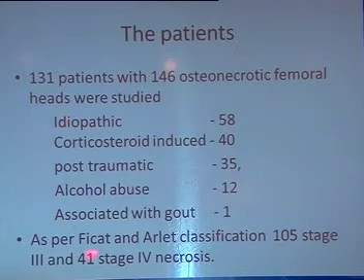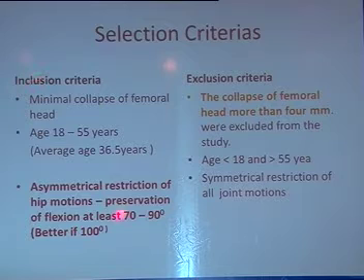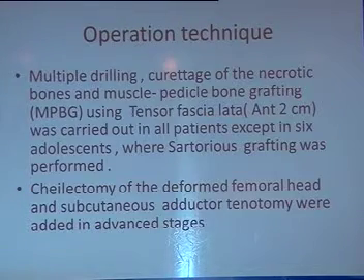So 131 patients, 105 stage 3 and 41 stage 4 necrosis, were selected. The most important inclusion criterion is the asymmetrical restriction of hip motion, preferably flexion. If it persists at 70 to 90 degrees, these are included. Whereas if the collapse is more than 4 millimeters, that should be excluded from our study.